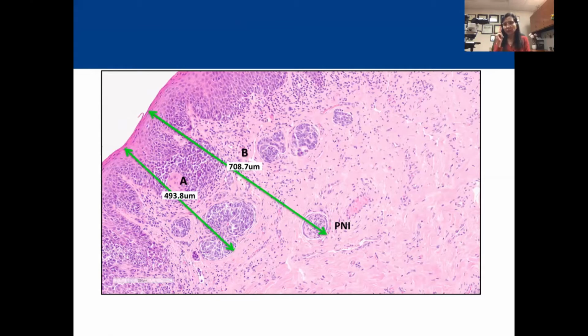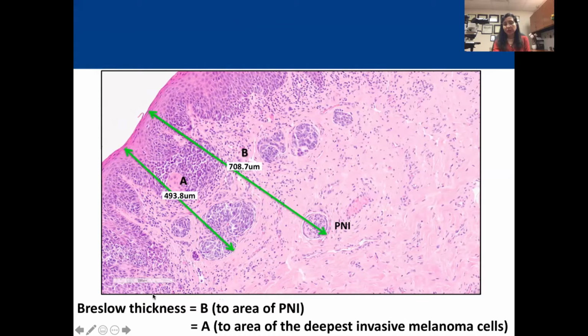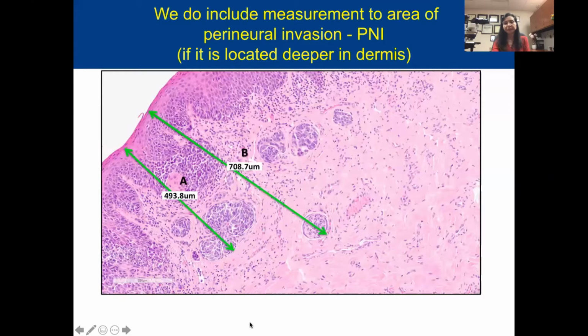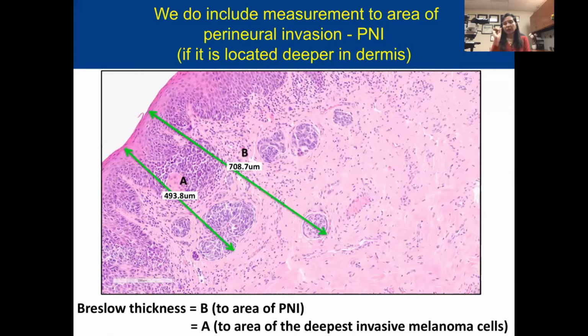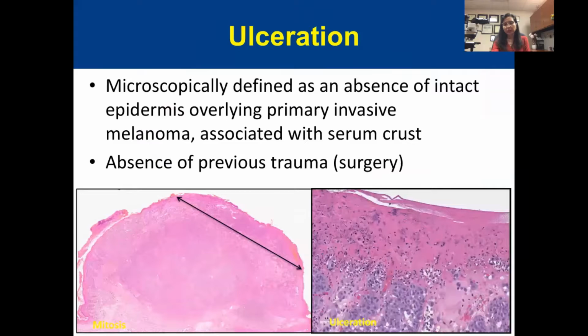For this scenario, we give two types of Breslow thickness. One is to the area of the deepest invasive melanoma cell. In this picture, it will be A. And we also give another Breslow thickness to the area of perineural invasion. So that's how we give two thicknesses for this patient, okay? We do include the measurement and we give two different Breslow thicknesses. That way the clinician can get an idea how to proceed in terms of management.